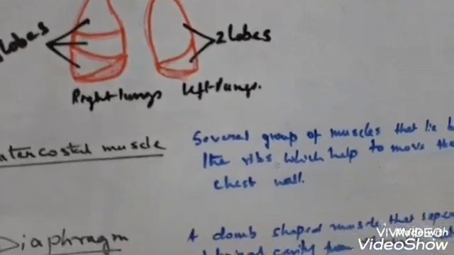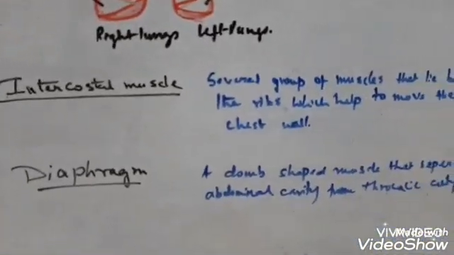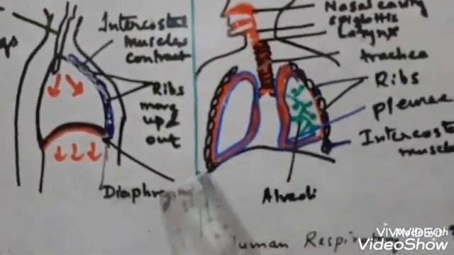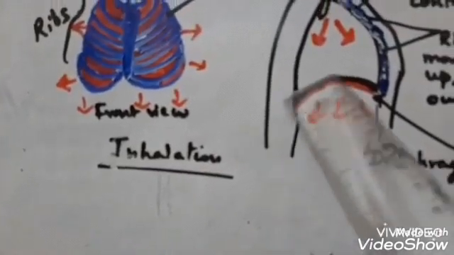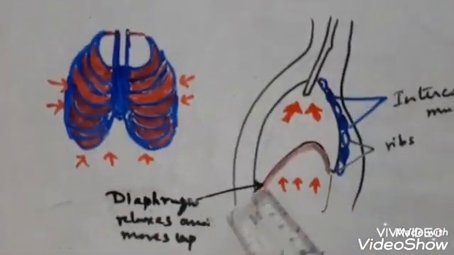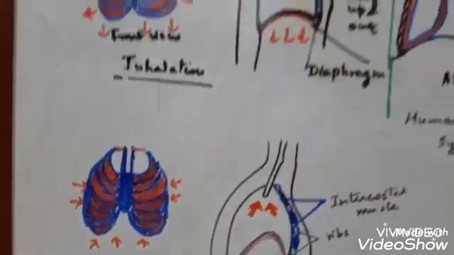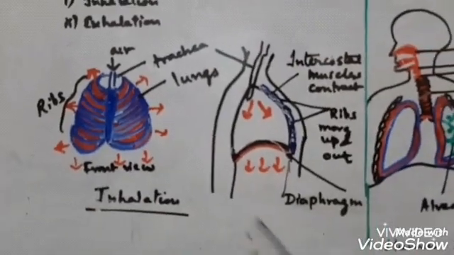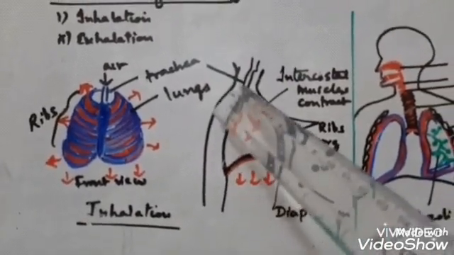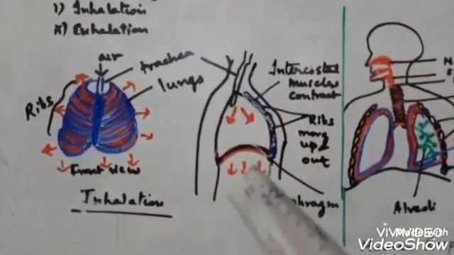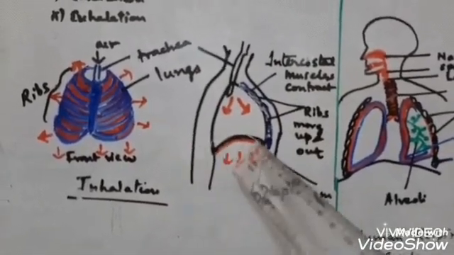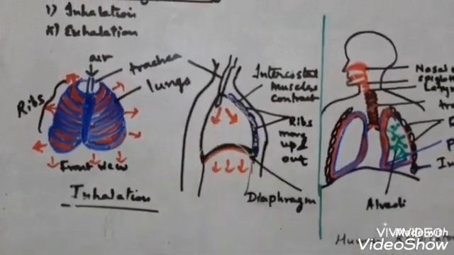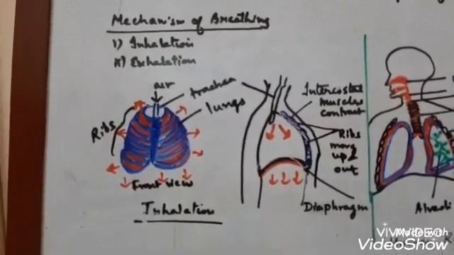Clear? Next comes the diaphragm. Now what is the diaphragm exactly? You see, this is the diaphragm. Here you can see this is the diaphragm. The diaphragm is a dome-shaped muscle that separates the abdominal cavity from the thoracic cavity. In the thorax, below it is the abdomen. So the diaphragm is a dome-shaped sheet of muscle that separates the abdominal cavity from the thoracic cavity. I think now you are clear about the diaphragm.